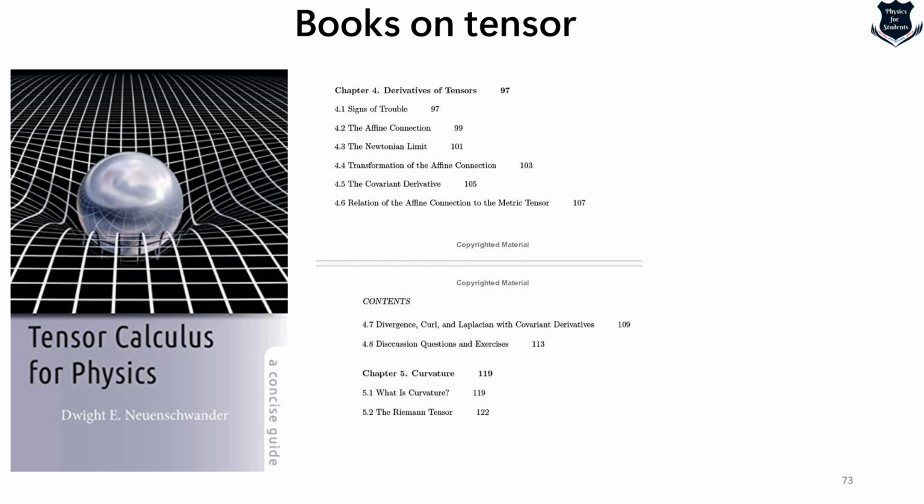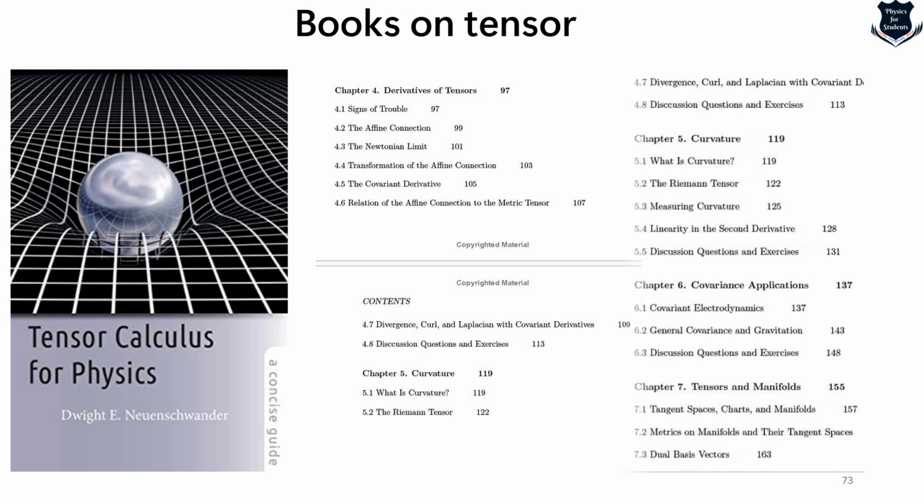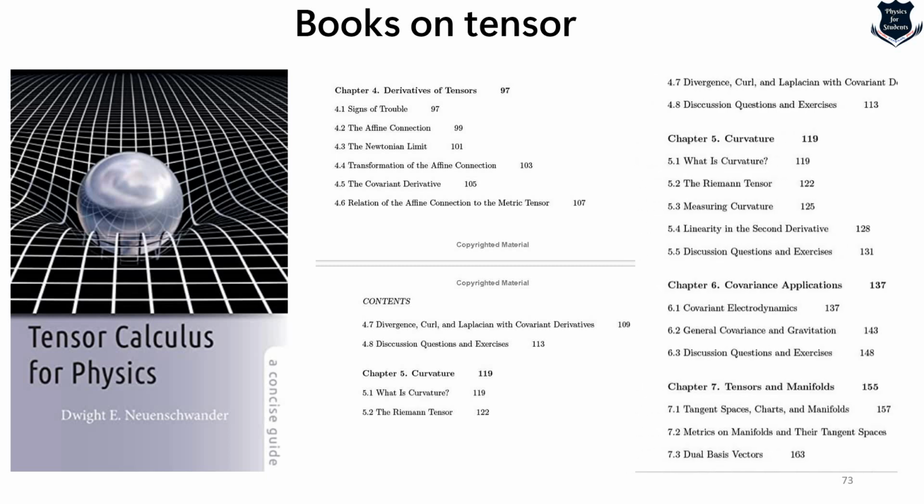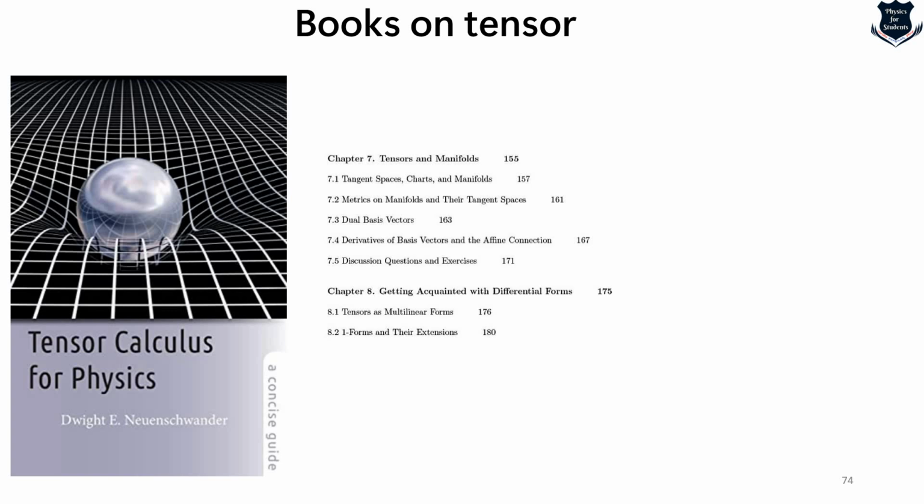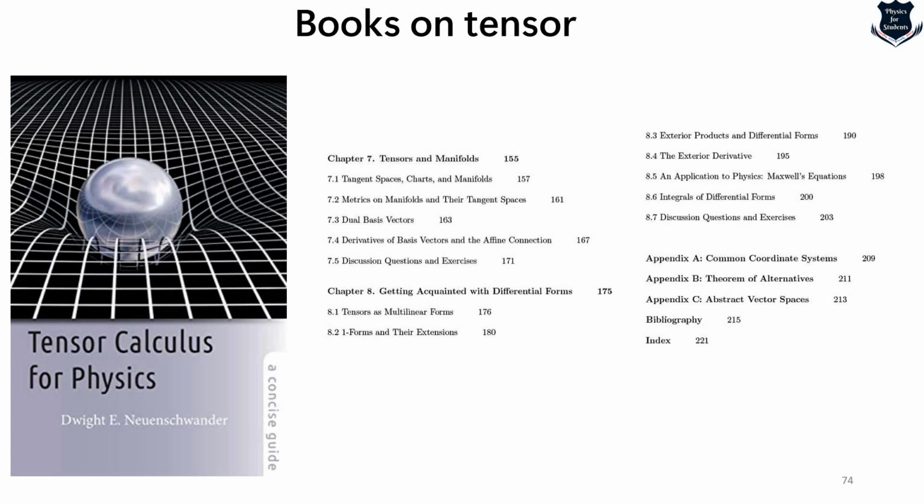You see the signs of trouble. Now you see the divergence, curl, what is curvature, Riemann tensor, the covariant electrodynamics, tensors and manifolds. Everything is slowly coming up. So if you really want to understand tensors in terms of physics, then this is the book for you. This is absolutely great. Okay, so the tangent spaces and manifolds are there, and then it goes into exterior derivative. That means it is teaching what you call exterior algebra and all those things.